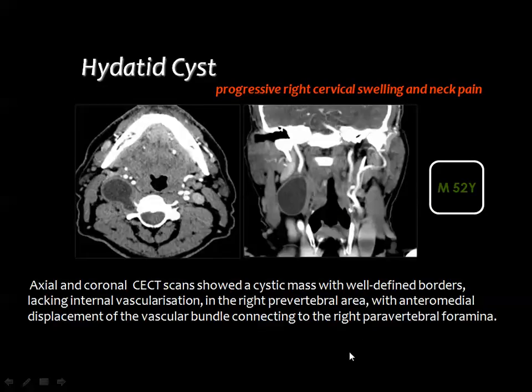And this is another example of a lesion that has been proved to be a hydatid cyst. This cyst is located in the parapharyngeal area. And you see this tongue-like projection leading to the neural foramen, which at that time raised the possibility of being a cystic schwannoma, for example, but this lesion was proved to be a hydatid cyst.